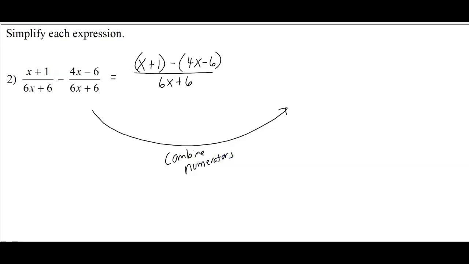The difference here is going to be the fact that we need to distribute the negative. That didn't happen last time because it was a positive. So in this case, we have x plus 1. And by distributing the negative, at this point, we don't really need parentheses anymore. It's going to make minus 4x plus 6.